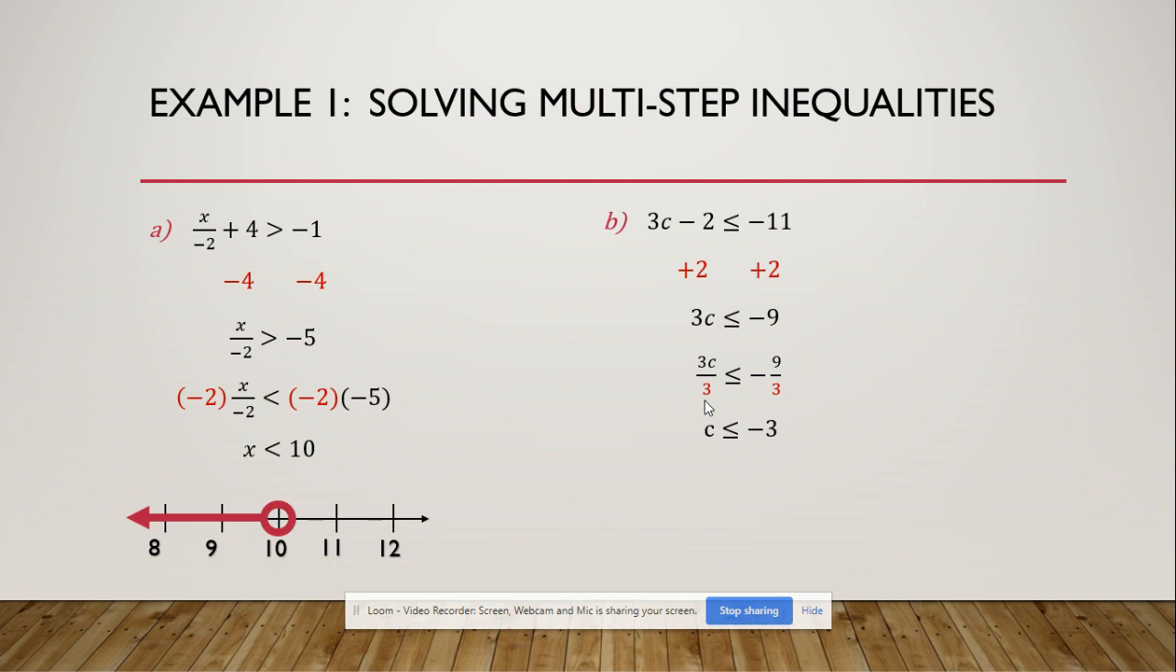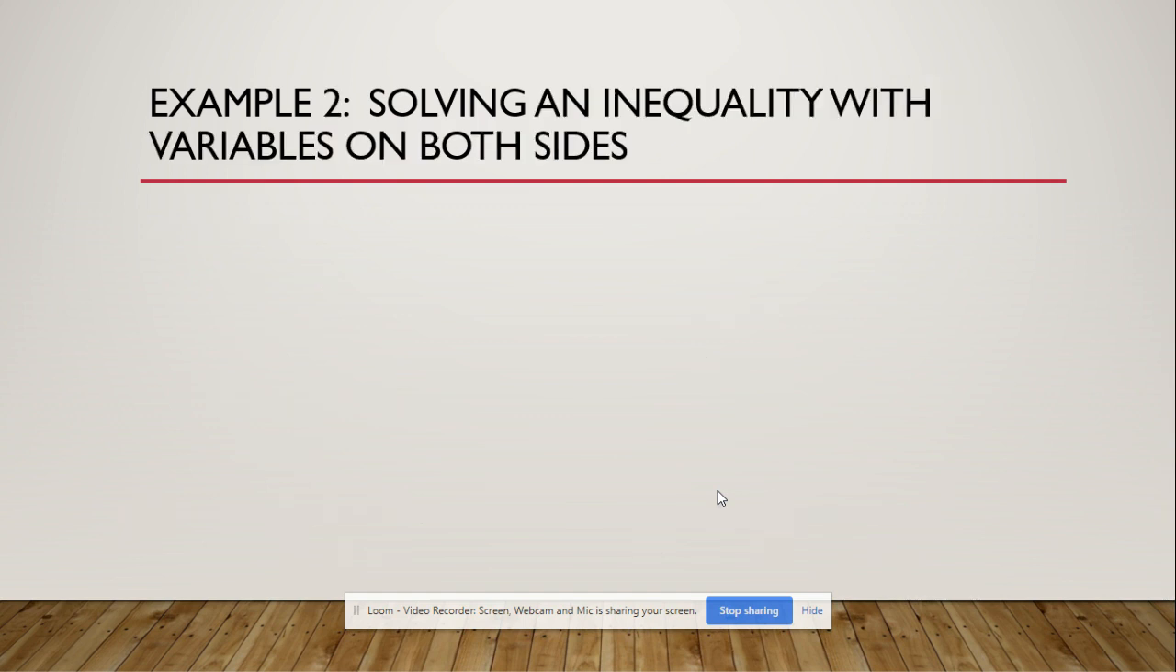To show all the possible answers, we write a number line. We put a dot at that negative 3. We filled it in this time because negative 3 is a solution, because this has an or equal to line on it. Now c has to be less than the negative 3, so I draw my arrow going off to the left in the direction of those lower numbers.